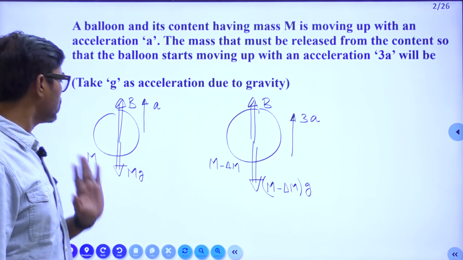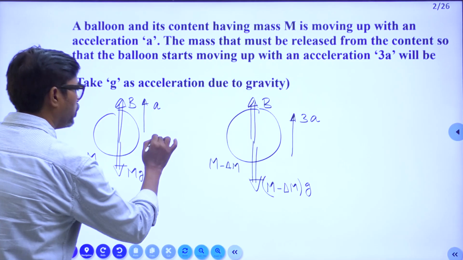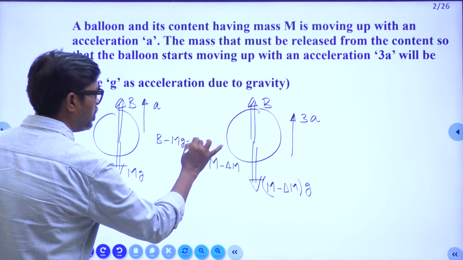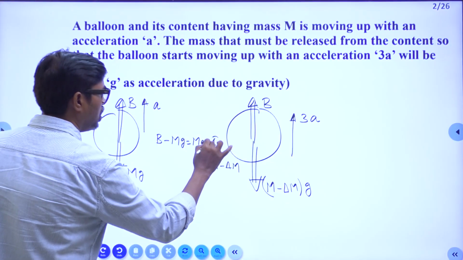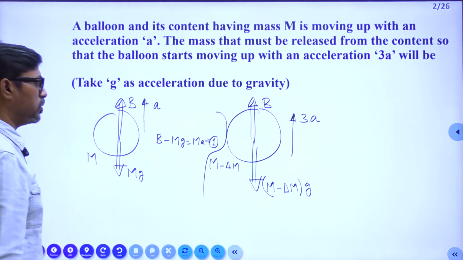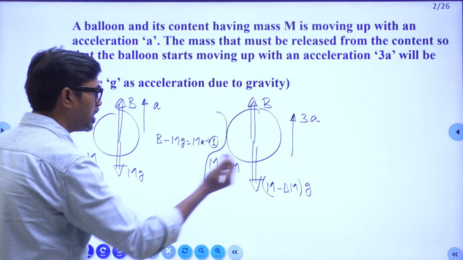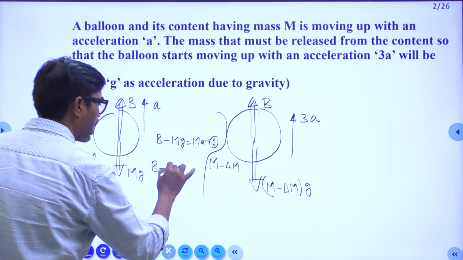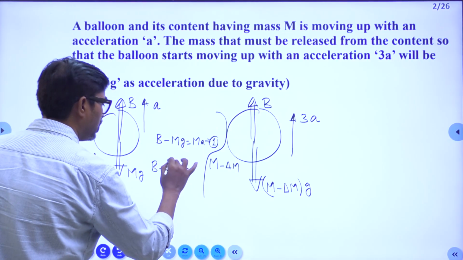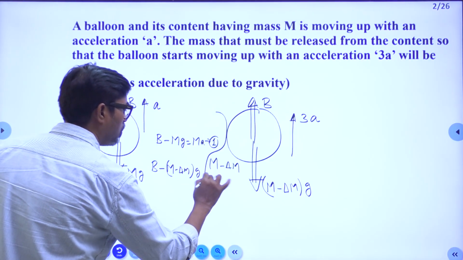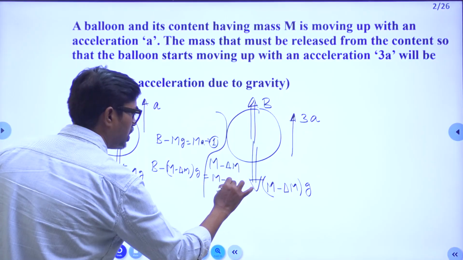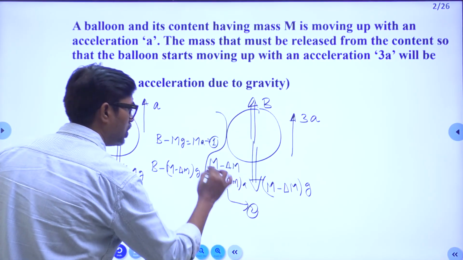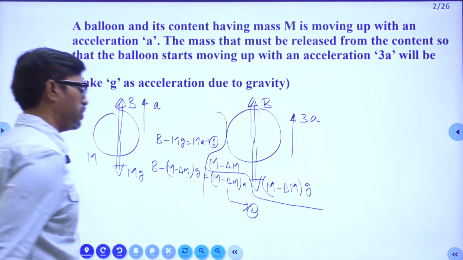So we'll just have to write Newton's law's equation. Here, what is the first equation? You will have B minus capital Mg equal to M into a. That is equation 1 from the first scenario. Alright. From the second scenario, what do I get? B minus (M minus delta m) into g is going to be equal to (M minus delta m) into 3a. That is going to be the second equation.